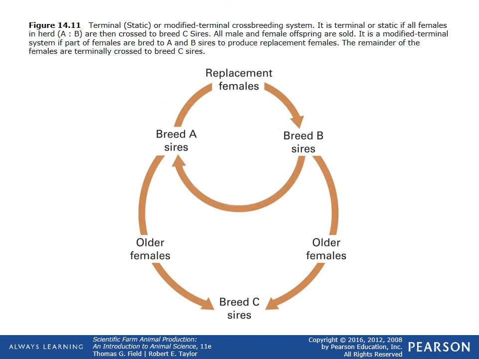A two-breed rotational with a terminal sire cross, that would be breed C. And essentially what's going on here is all of the offspring out of breed C, the terminal sire cross, all of those are market animals. So you select only for meat production in the terminal sire cross. None of those are going to be bred. So you're never going to select for any female production trait. It's going to be only related to meat production on the terminal sire cross.